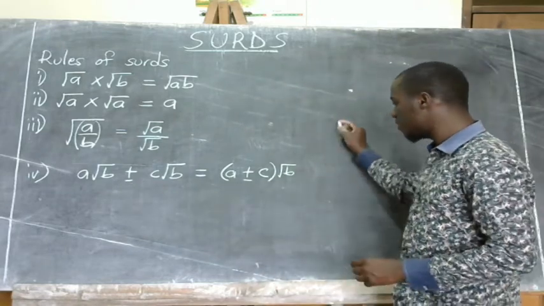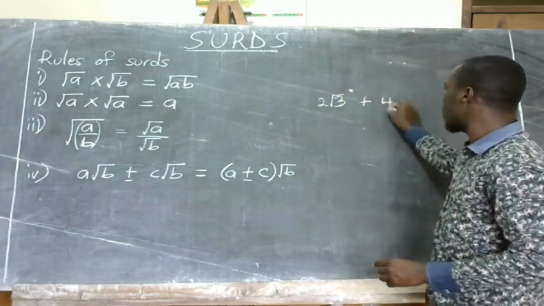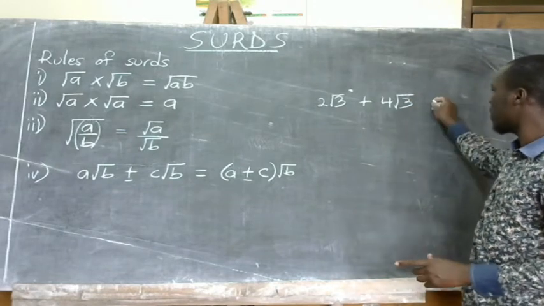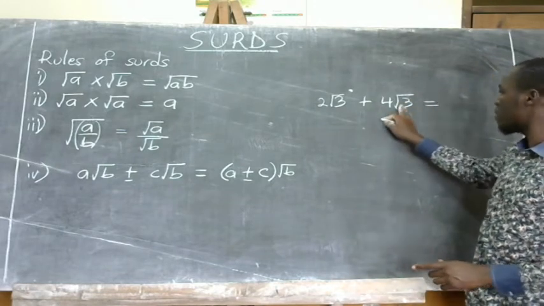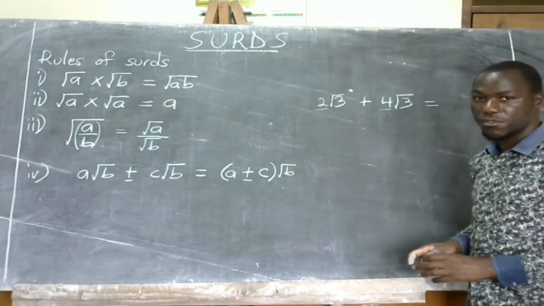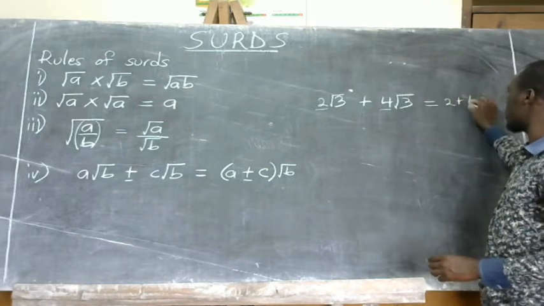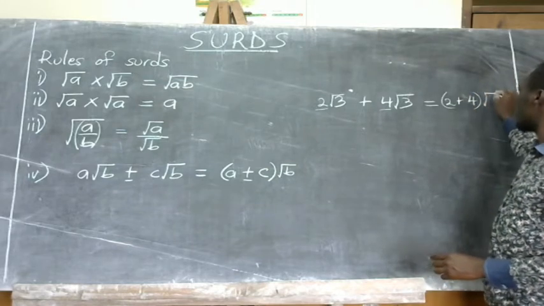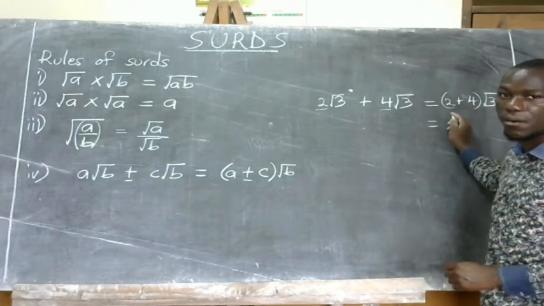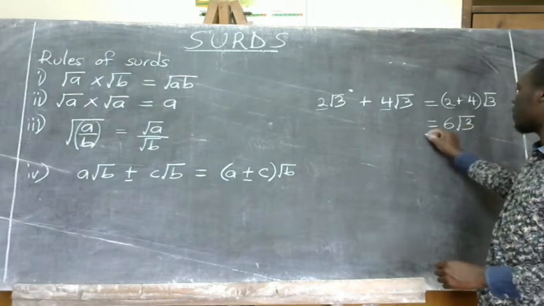Law 4, we have the addition and subtraction of surds. If I have 2 root 3 plus 4 root of 3, we keep the root there and then we add the coefficients of that root of 3. So that is 2 plus 4 into the root of 3. And then when I add here, I'll be having 6 root of 3.